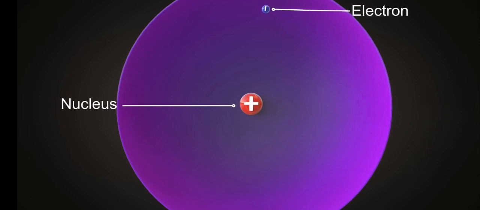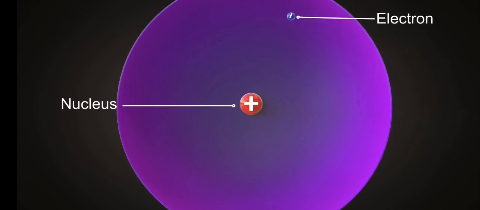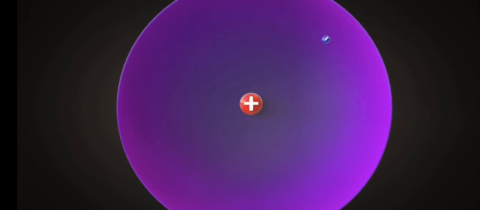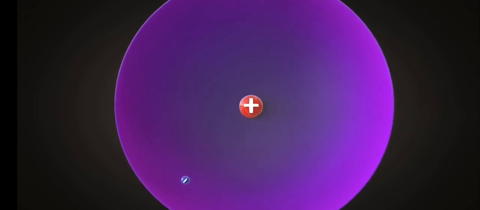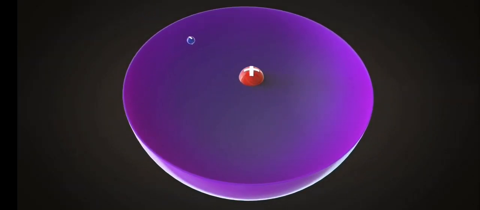But this model did not get much acceptance, as it said that the electron keeps revolving around the nucleus. However, later it was found that any charged body while moving in a circular motion undergoes acceleration. On undergoing acceleration, it should lose some energy. So the energy of the electrons should keep decreasing.